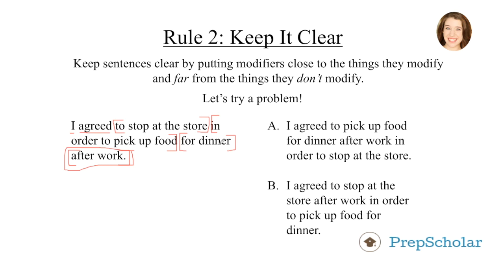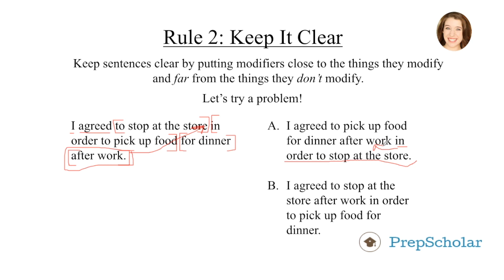No, it's that this person agrees to stop at the store after work in order to pick up food for dinner. Right now, after work is at the end of the sentence, but it should be closer to the fact that this person is stopping at the store right after work. Let's keep that in mind as we look at our answer choices. What about A? I agreed to pick up food for dinner after work in order to stop at the store. Well, that makes it sound very confusing and different from the original sentence, but basically we've got this whole phrase, this modifier, in order to stop at the store, referring to after work.